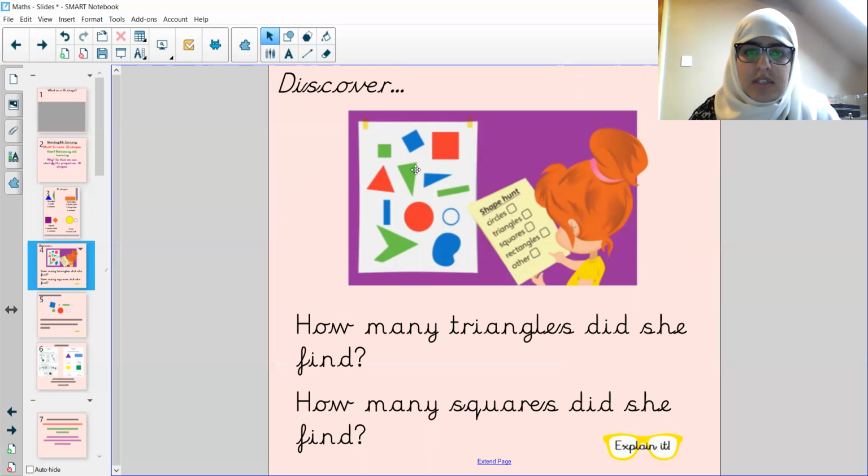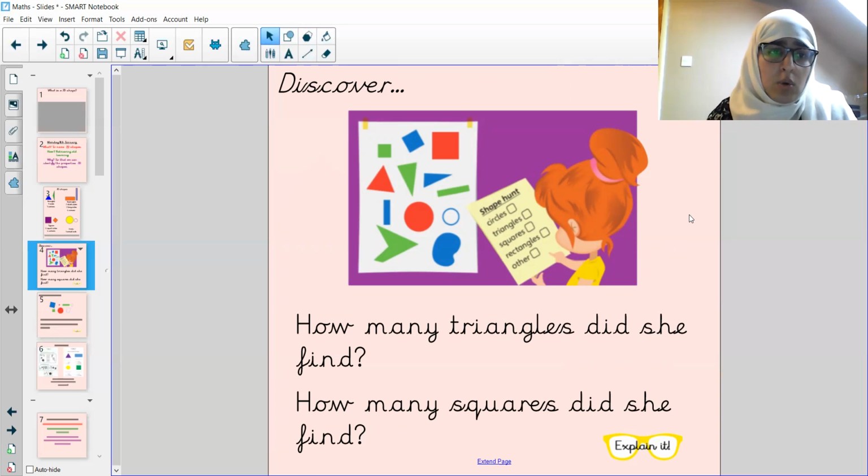You can see my friend here, she has gone on a shape hunt. So my question to you is, how many triangles did she find? If we remember what the properties of a triangle are, and looking at the shapes she has found, how many triangles did she find? You might want to have a little chat with someone at home, or if you're in school, with someone in school.